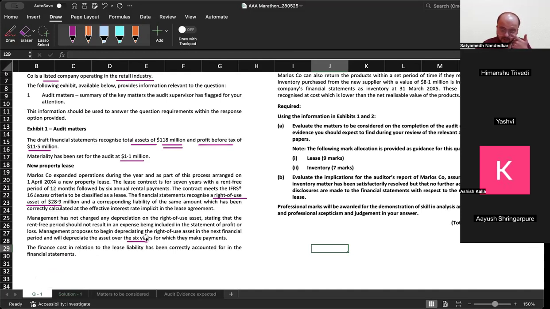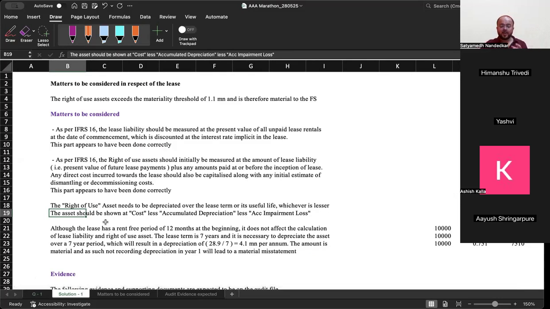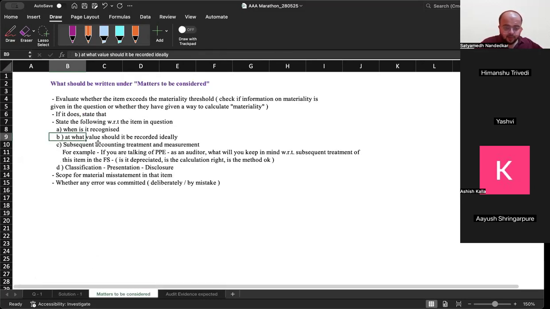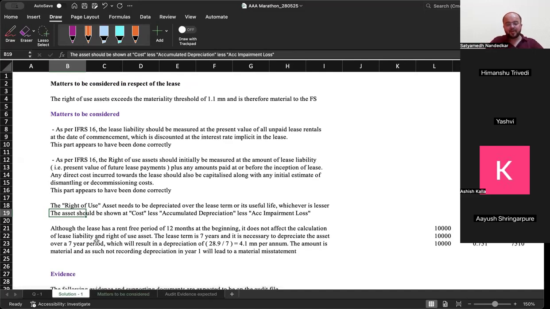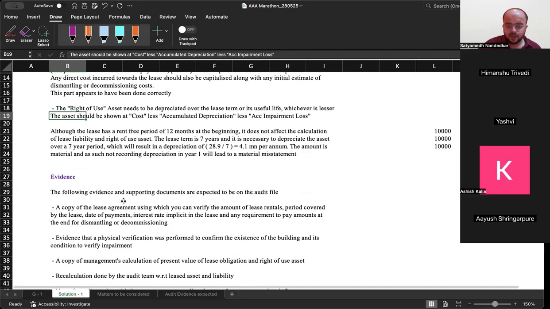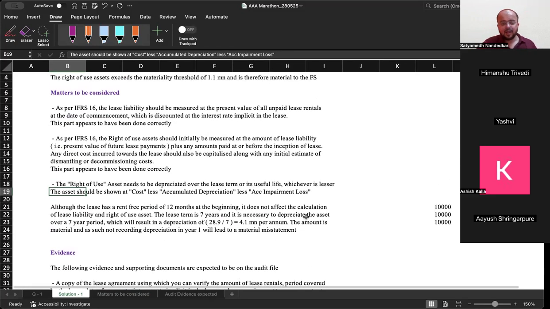So यहाँ पे इन्होंने क्या बोला है? We will start depreciating it from the next year. तो in your matters to be considered आप क्या करेंगे? You will explain the accounting treatment expected by the standard. Then you will, क्या लिखा था मैंने? And scope for material misstatement in that item. यहाँ पे there is a scope for material misstatement, so mention that कि यार जब आप when you do not depreciate it over the correct duration तो आपका calculation would be incorrect. ठीक है. The amount is material and as such not recording depreciation in year 1 will lead to a material misstatement. ठीक है. So आपका matters to be considered में ये सारा चीजें आएगा.